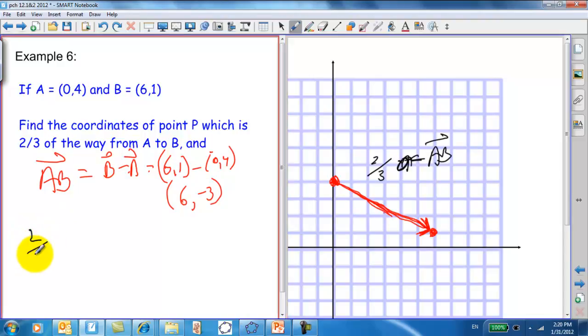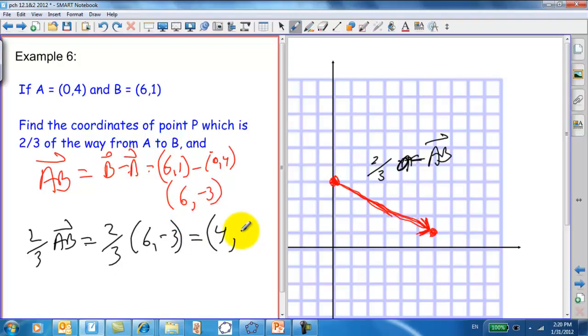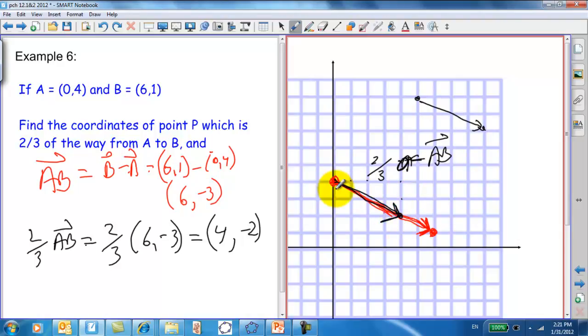2/3, the scalar multiple of vector AB, is 2/3 of (6, -3), which is (4, -2). Let's draw that vector, over 4, down 2, like that. Or in other words, starting here, 1, 2, 3, 4, and down 2, like that. That's 2/3 of the length, and by applying it to the vector in component form, we've kept the right direction as well. But (4, -2) is not our final answer. That is 2/3 of the vector AB.